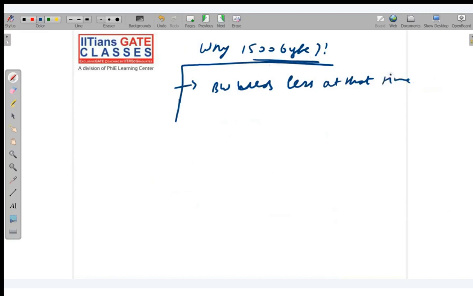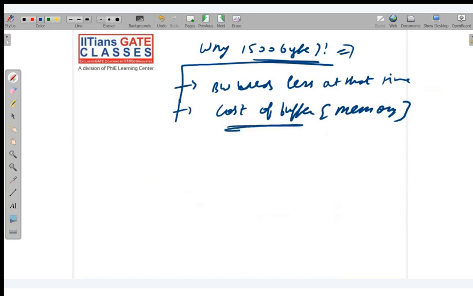The second reason was that the cost of the buffer was also high. Cost of buffer means memory. If the sender sends the frame, the receiver receives it and has to store it in temporary memory, that is RAM, and then process it. Memory was very costly at that time, so the cost of buffer was very high. So bandwidth was low and buffer cost was high; that's why the maximum is 1500 bytes.